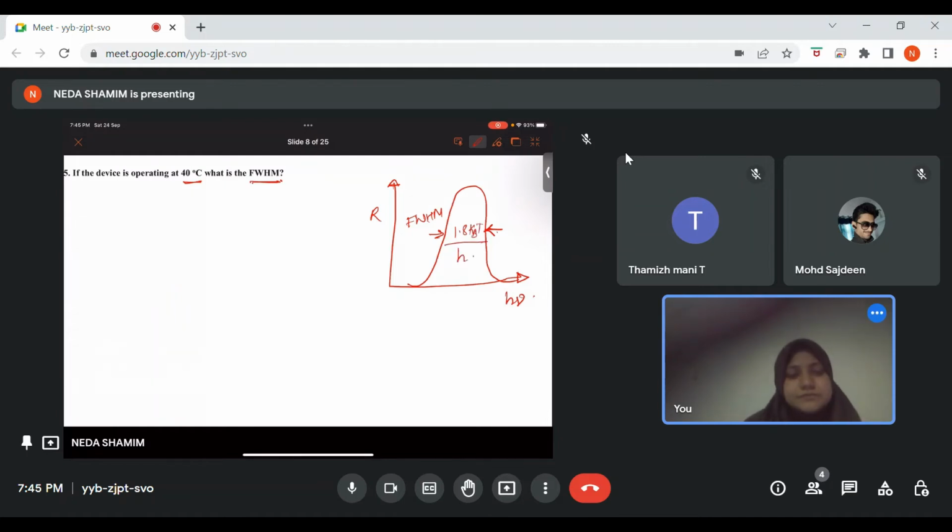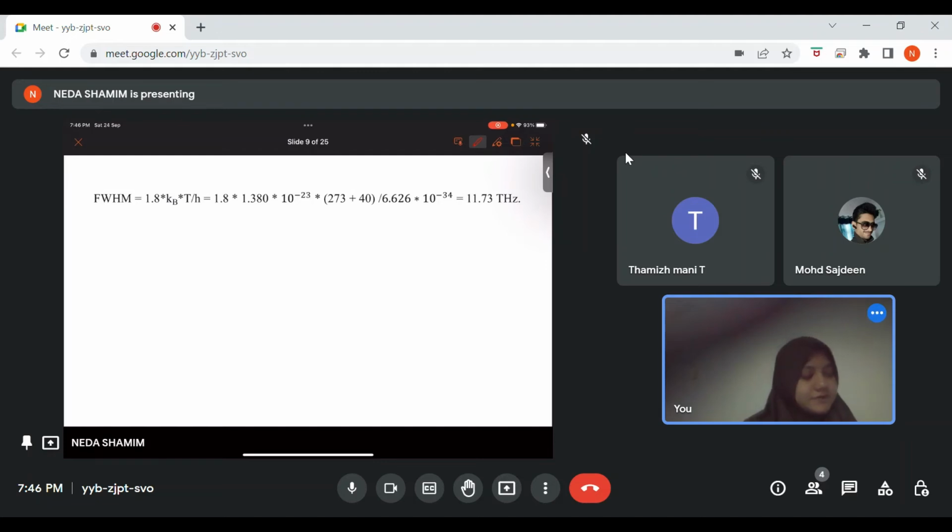So it's actually the maximum intensity divided by root 2, and on both sides you'll see where it coincides. That will give you the full width half maxima. So this is your answer, that is 1.8 kBT by H.